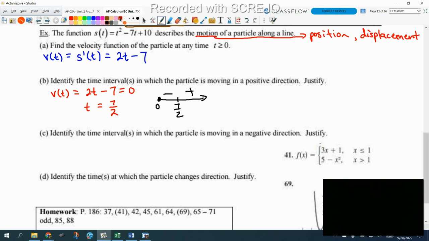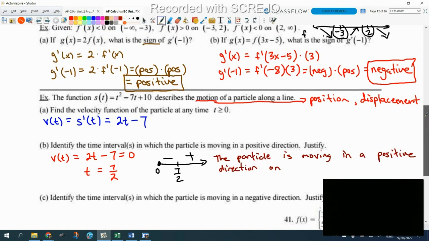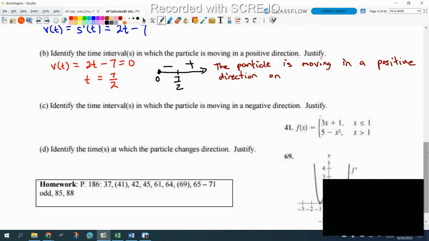All right, so we would finish up by saying the particle is moving in a positive direction on, and then we say our interval. For whatever reason, with particle motion they generally use inequality notation, whereas on our other problems we use interval notation. It doesn't really matter; they will accept either one. I'm going to switch to inequalities, though, because that's the convention for particle motion. So it's moving in a positive direction on t is greater than 7 over 2. And then our reason is because v of t, not v prime, not s prime. Since s prime is equal to v, just say v of t is greater than 0 on that interval.